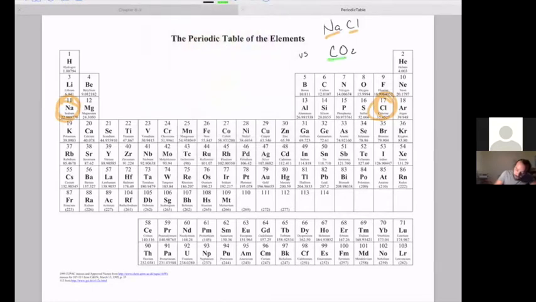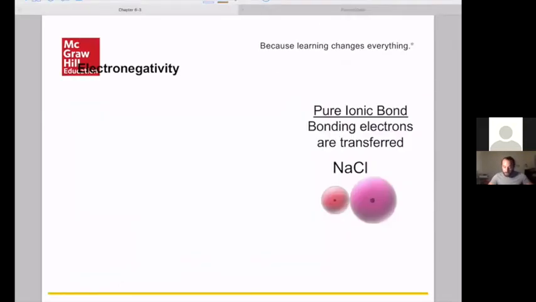For CO2, both carbon and oxygen live on the right side of the periodic table. So that's how we were able to easily spot ionic versus covalent compounds. Okay. This chapter, we're predominantly going to be talking about covalent compounds. This particular concept of electronegativity applies to both. Okay, so it's this idea of looking at the electron distribution within a bond.